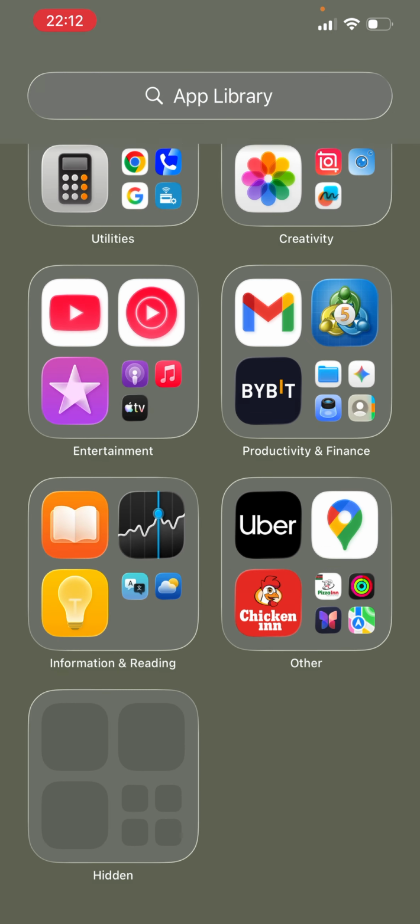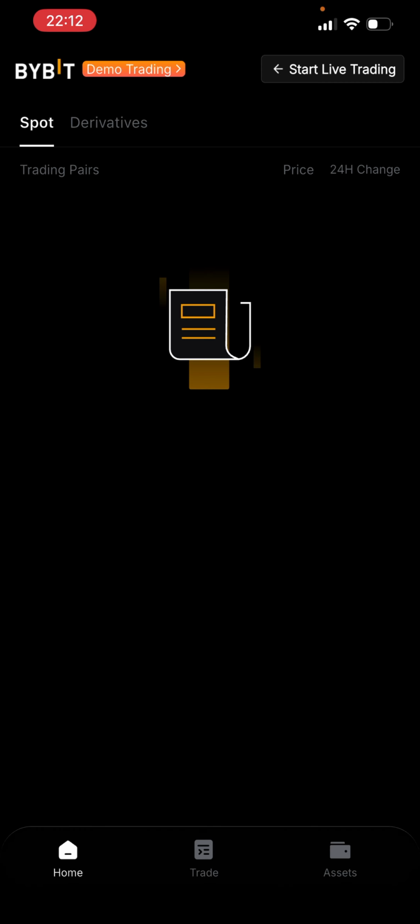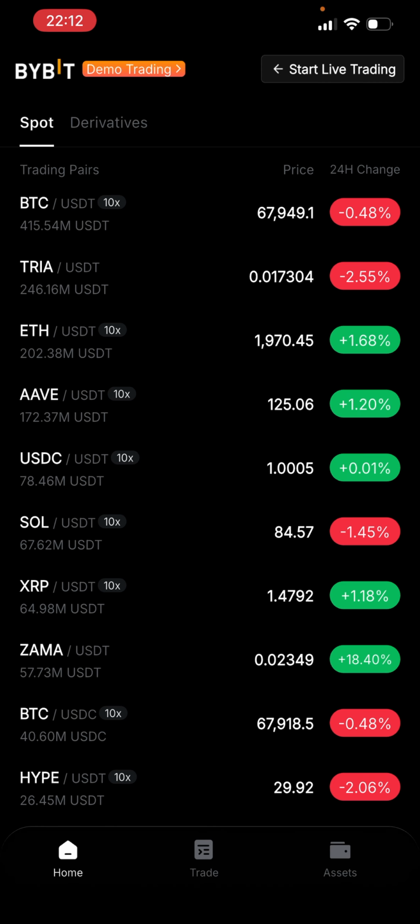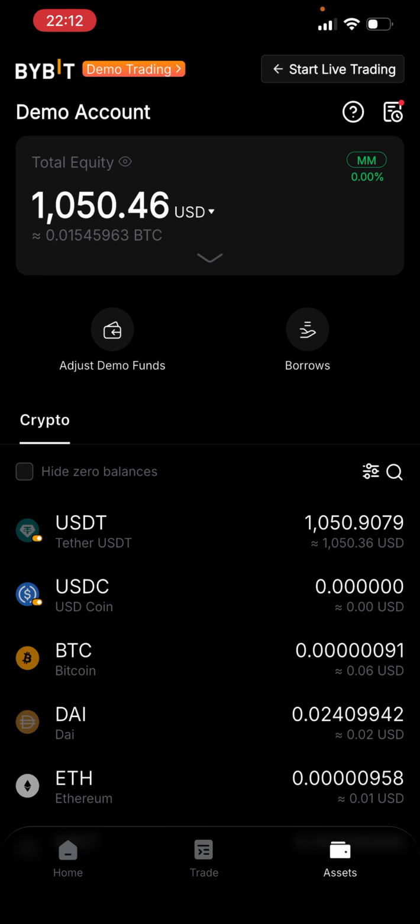Normally you can use Binance or Bybit, so I'll just be using a demo of Bybit. Here we have an account. Let's go to the wallet and see. How much USD do we have? We have USDT. We are at 1050. We need to see this account grow from 1050 and above.